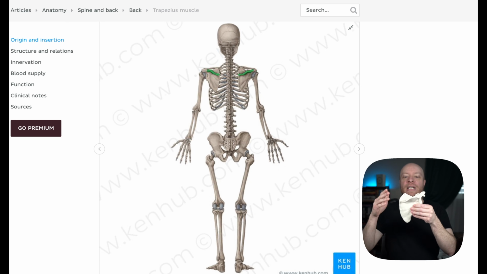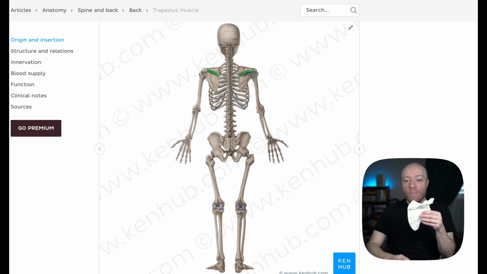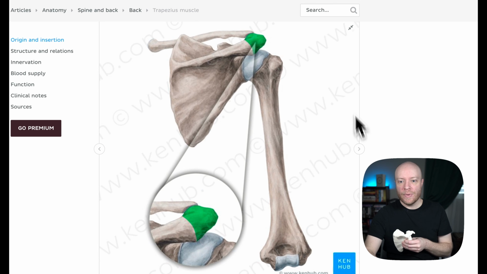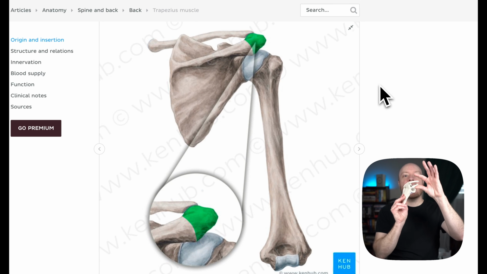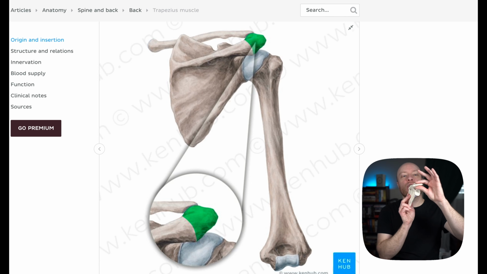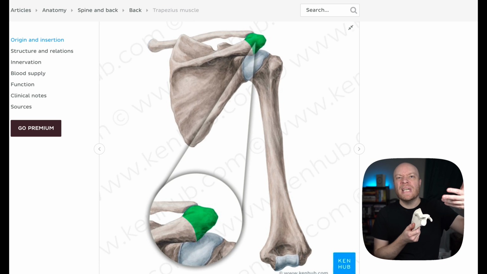And what happens is trapezius will come over and attach to that spine of the scapula. So it attaches to the crest of it up here. But then what it's going to do is come over and attach to this bone here called the acromion. And that's this flat portion. The acromion means peak of the shoulder.